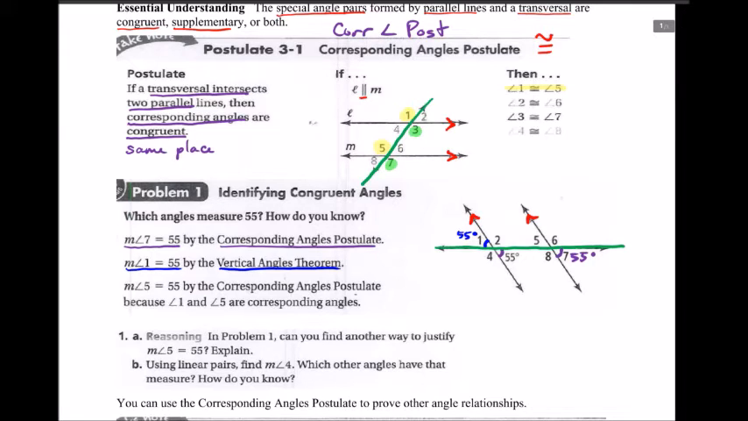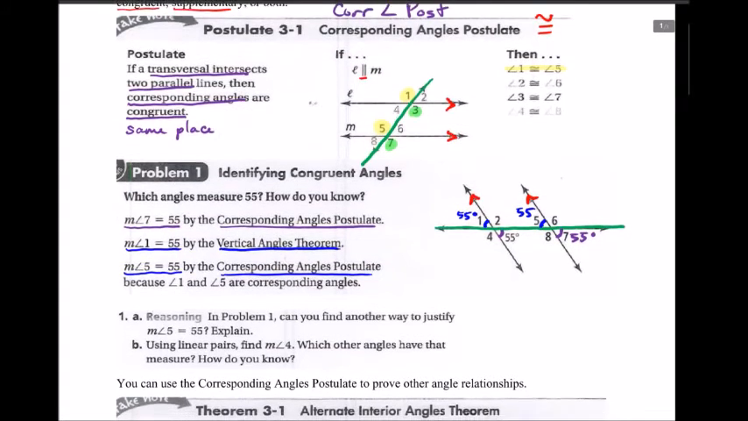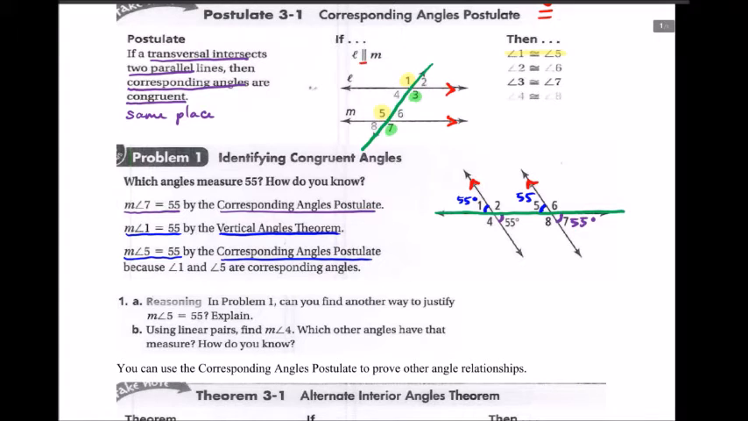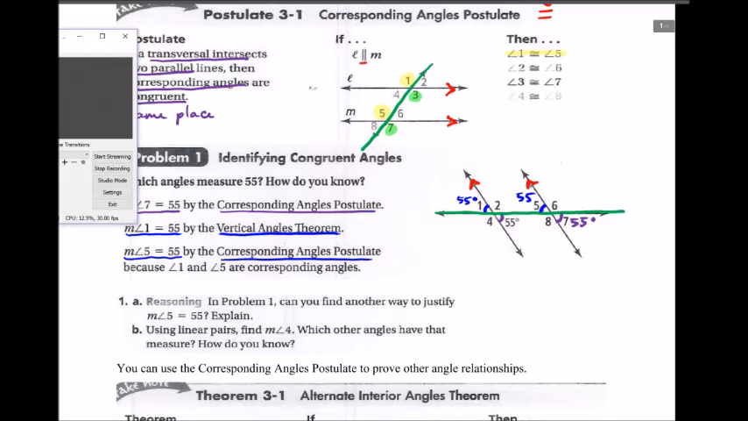And then, in addition to that, we can go up here and say, hey, I have corresponding angles. Measure of angle 5 is also 55 degrees by the corresponding angles postulate. So look at all those angles that we have named already. Hopefully you're really wanting to name the others. So let's do that. Go ahead and pause the video and do the example problems.